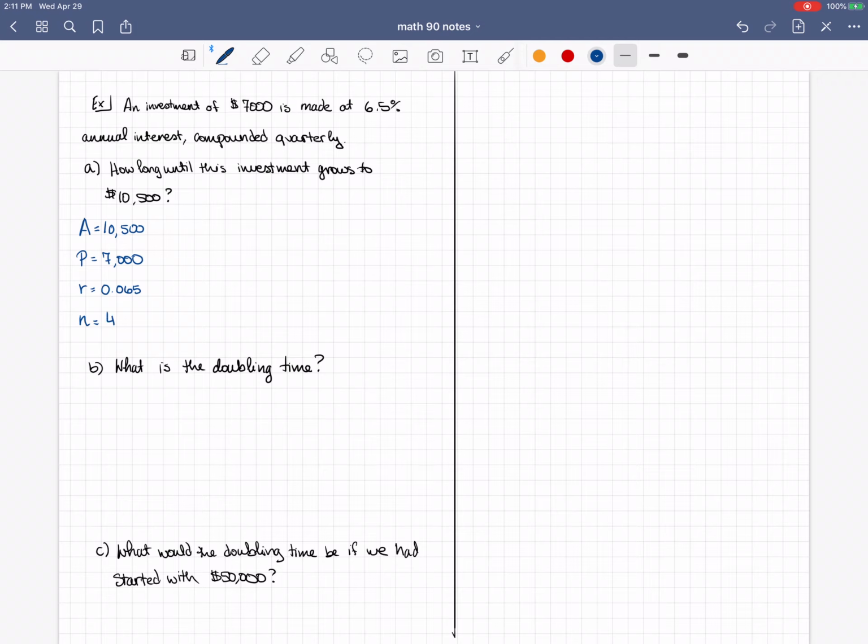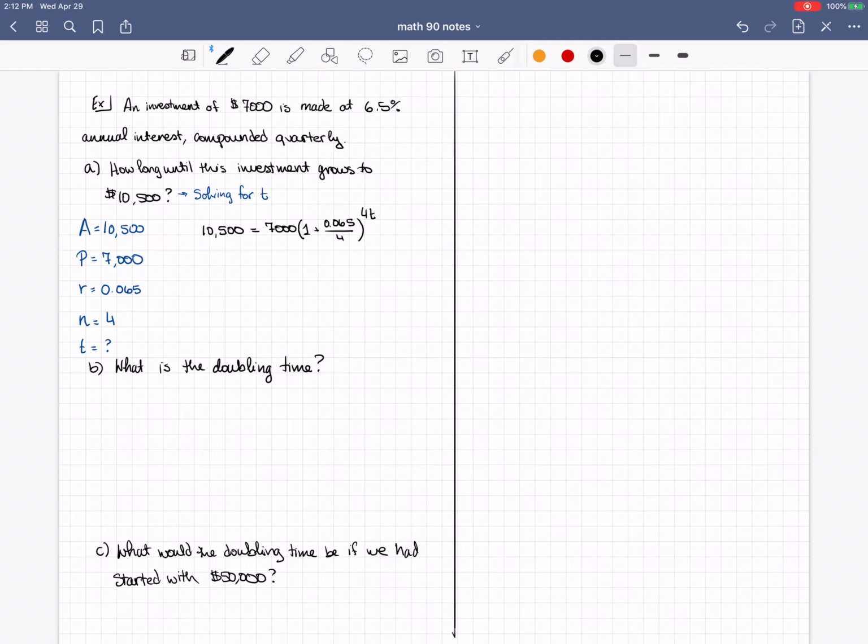And in this question, the fact that we see these words, how long until, that tells us that what we don't know is time. So in this problem, we are solving for time, for T. All right, here we go. So we know that A is 10,500, P is 7,000. R over N is 0.065 over 4. And then NT is 4T.